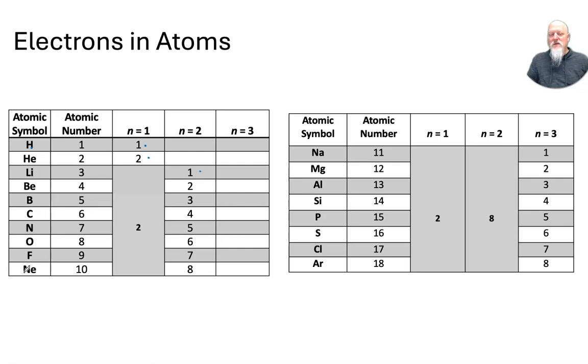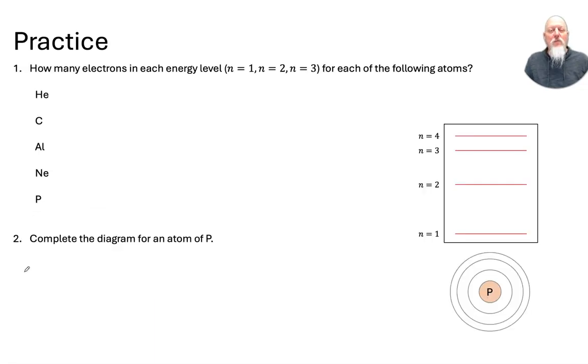All right. So let's do a little practice. How many electrons in each energy level for each of the following atoms? So helium. Helium has 2 total electrons. Cool. Let's take a pause. You got to do this first and then come back and see if you did it right. So take a minute, try this yourself, and then come back.